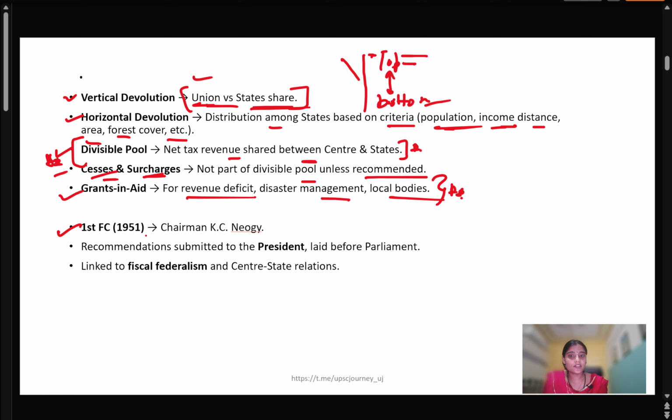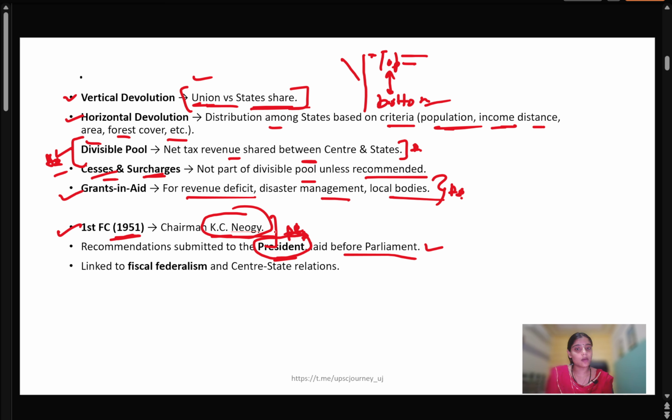Talking about the first Finance Commission, it was in 1951. The chairman was K.C. Neogy. Very important: the recommendation is submitted to the President, and the President then lays that report before Parliament. They don't directly submit the report to the government. They submit the recommendation to the President. After that, the President lays the report in Parliament.